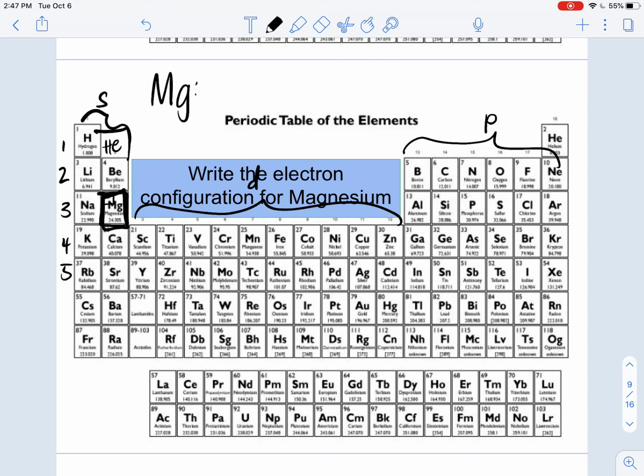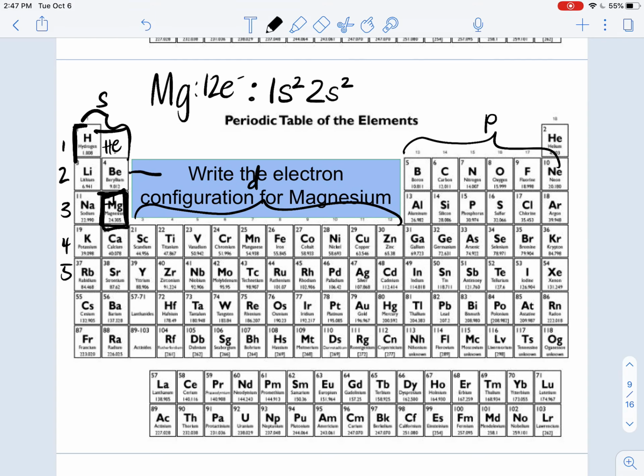So magnesium has 12 electrons because its atomic number is 12. Again, start with hydrogen. Hydrogen is in row 1, in block S, and I have to pass through both hydrogen and helium to get to magnesium. So that's 2 elements. That brings me to my next row. I'm in period 2, still in block S, and I have to go past lithium and beryllium to get to magnesium. That's 2 elements.